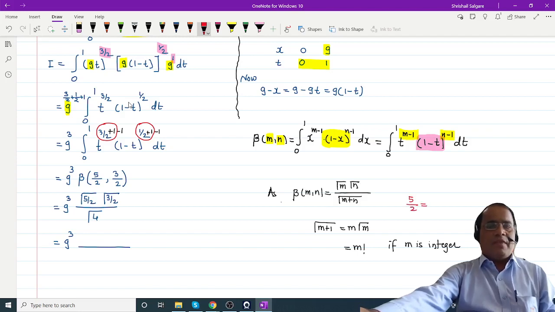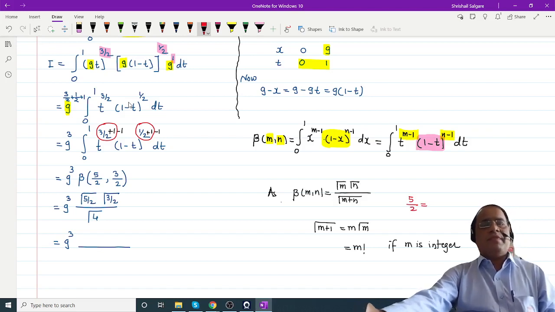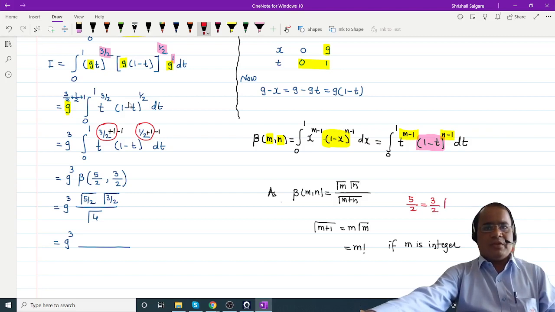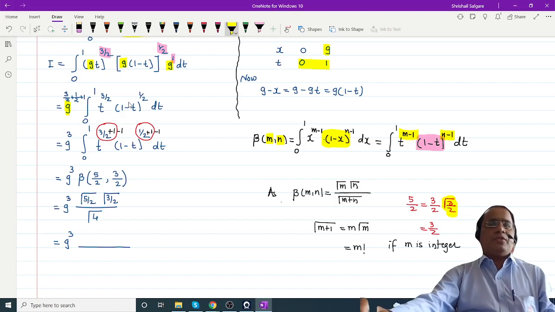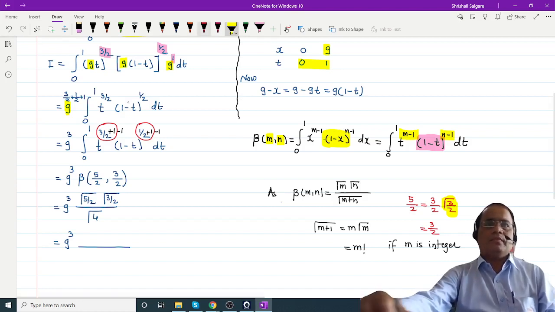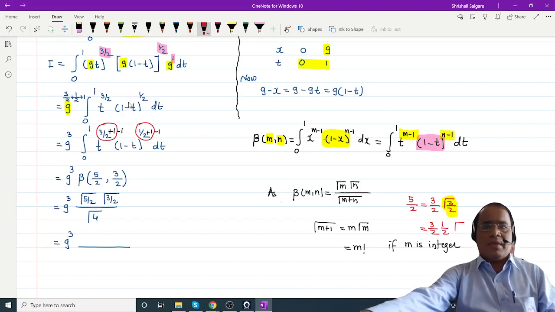So for gamma of 5 by 2, you have to reduce this number by 1. If you reduce 5 by 2 by 1, what will come? Tell me at least that much. 5 by 2 minus 1, what will come? 3 by 2. Yes, it can be written as 3 by 2 into gamma of 3 by 2. This outside 3 by 2 I will write as it is. Now further, applying the same property for gamma 3 by 2, you have to reduce that number by 1. What will come? 1 by 2. Yes, 1 by 2 into gamma of 1 by 2.